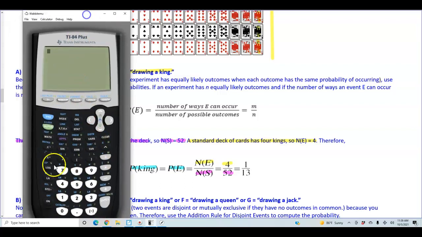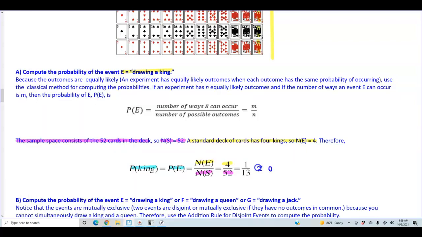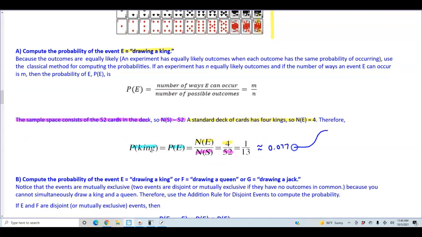1 and dividing it by 13, which gives us 0.0769. If we wanted to round that to 3 decimal places, then that would be 0.077. Now, if we rounded that again, then this would be 0.08. And so remember that the 8 is in the 100th place, so that means 8 out of 100. So that means out of 100 times, the probability of drawing a king is 8 times out of that 100.